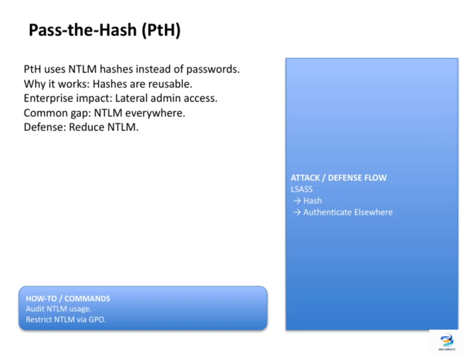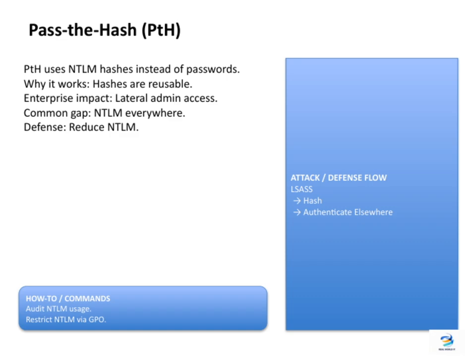Let's take a closer look at the attack and defense flow involving LSASS. When an attacker gains access, they often target LSASS to extract hashes, which they can then use to authenticate elsewhere in the network. This process is a key part of lateral movement strategies. Now, in terms of how to defend against this, one important step is to audit NTLM usage across your environment. Identifying where NTLM is still in use helps you understand your attack surface. Then, you should restrict NTLM via group policy to limit its exposure.